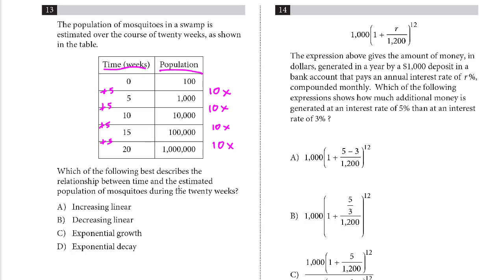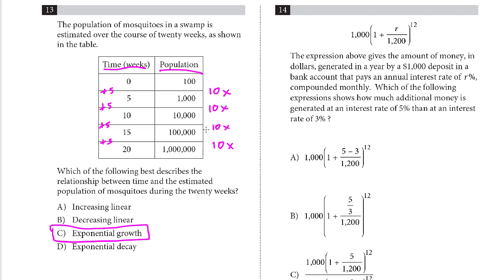Which of the following best describes the relationship to time and estimate population? It's going to be exponential growth. C. Anytime we multiply by a percent or a fractional change from the current or the previous period's amount, that's going to be an exponential function.